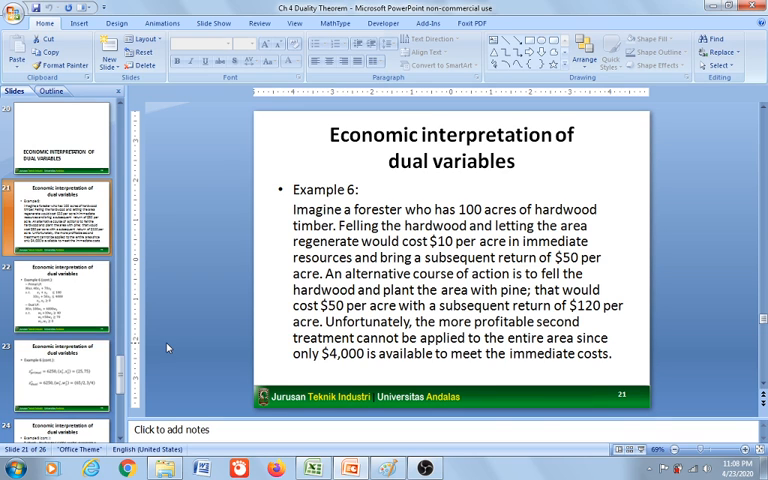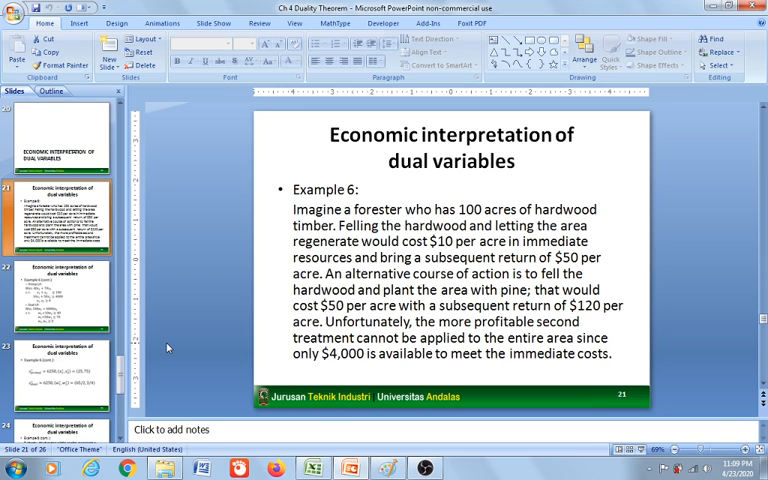In this example, there is a forester who has 100 acres of hardwood timber, and she has two options. Option number one, she can fell the hardwood and let the area regenerate, and that will cost $10 per acre, and it will bring a return of $50 per acre. So this alternative will give her a profit of $40.